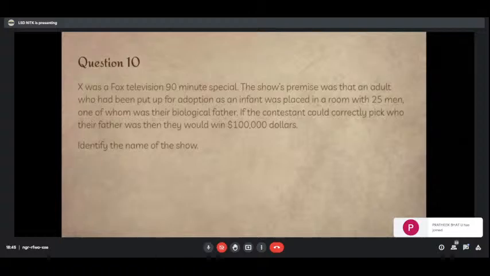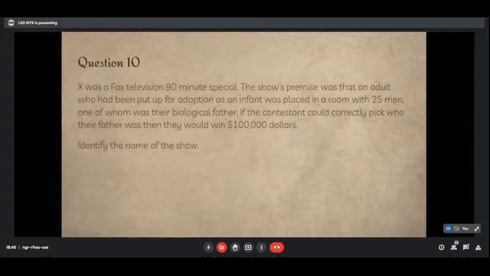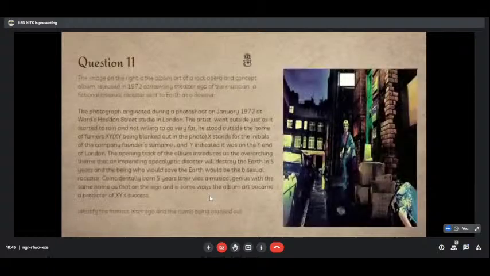10 more seconds. Yeah, we'll move on and Anirudh will take over.